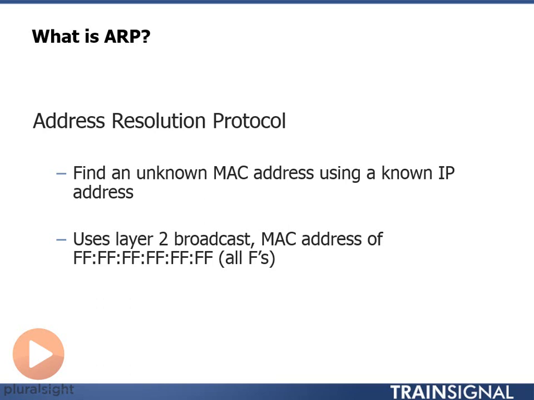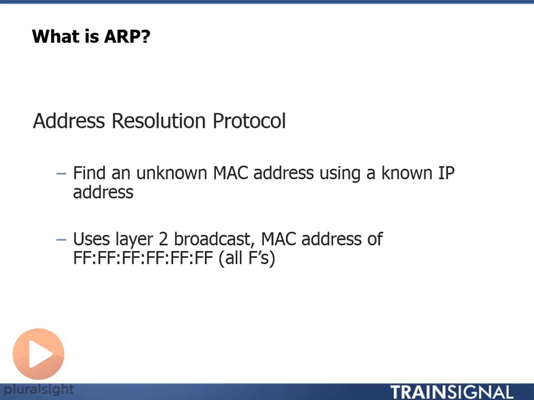However, the MAC address is a bit more obscure, and we don't really need to know what that is as an end user, but our devices need to know what that is. So this is where ARP enters, Address Resolution Protocol. ARP is a way of finding an unknown MAC address using a known IP address.